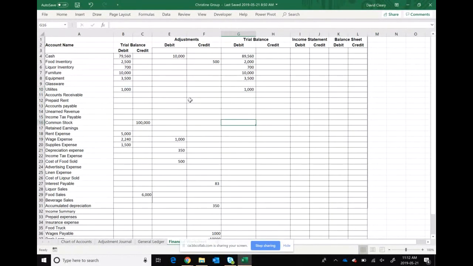Go all the way down to common stock, which has a credit balance. There was no change to that. There we go. Our rent expense did not need to be adjusted, but our wage expense did. Because they're both debits, we add them together. There we go. Next, our supplies expense did not change.